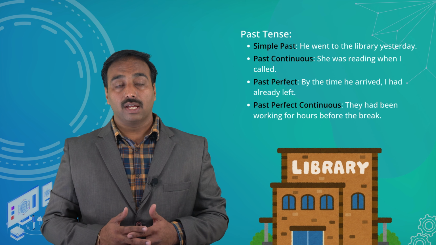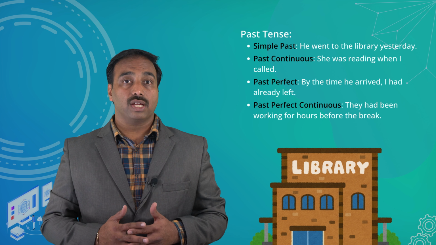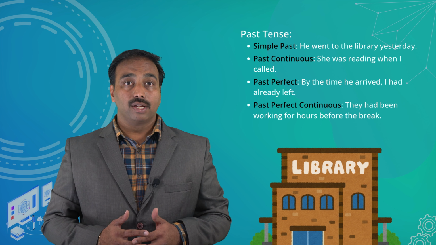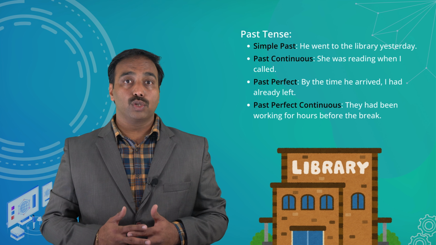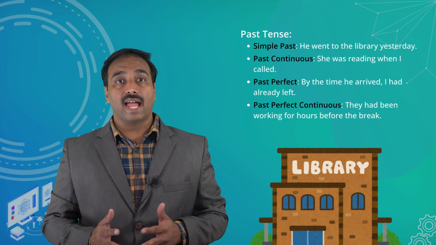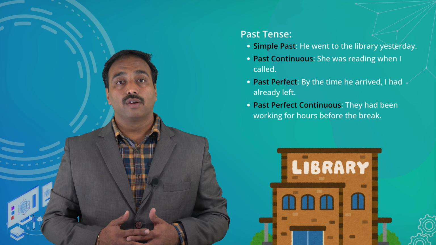Past continuous tense is used for ongoing actions in the past. Example, she was reading when I called. Past perfect tense is used for actions completed before another action in the past. For example, by the time he arrived, I had already left.